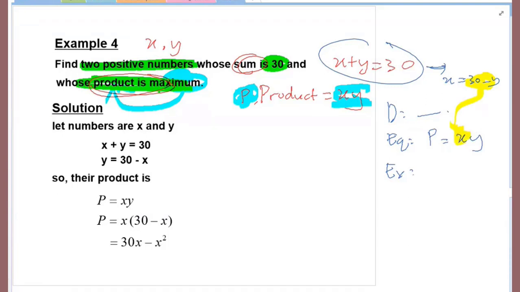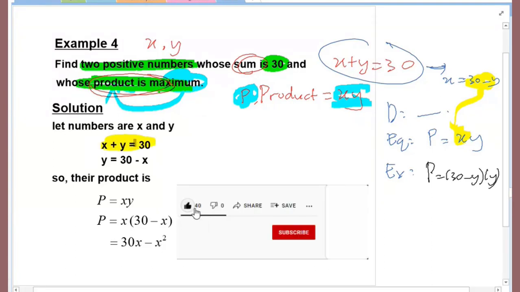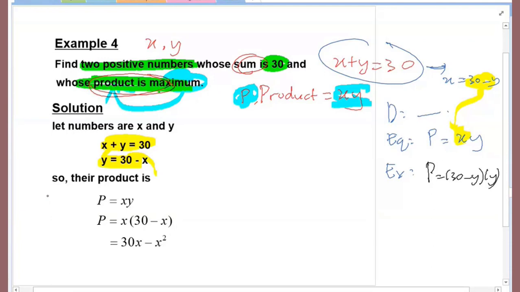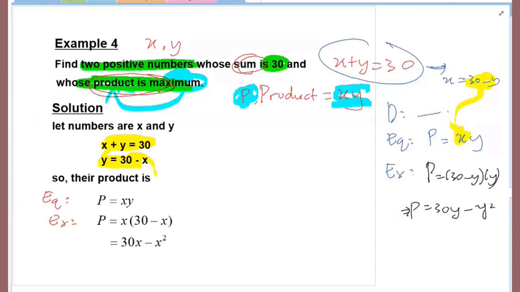So P is equal to 30 minus y times y. For this solution, x plus y is equal to 30 and they take y as the subject and substitute. This is actually E, Q, E: express in a single variable. Then expand P: 30y minus y squared. You get the same in variable x or variable y. They stop there.